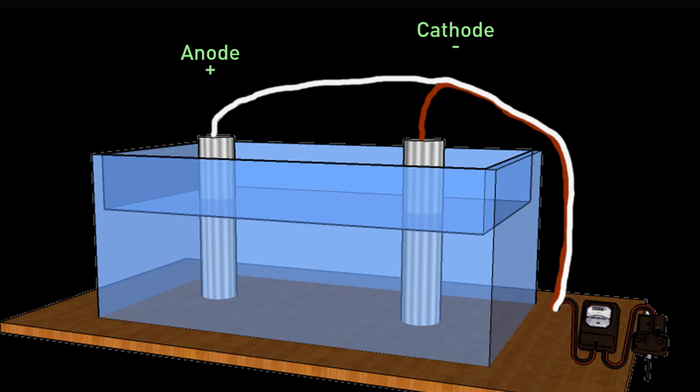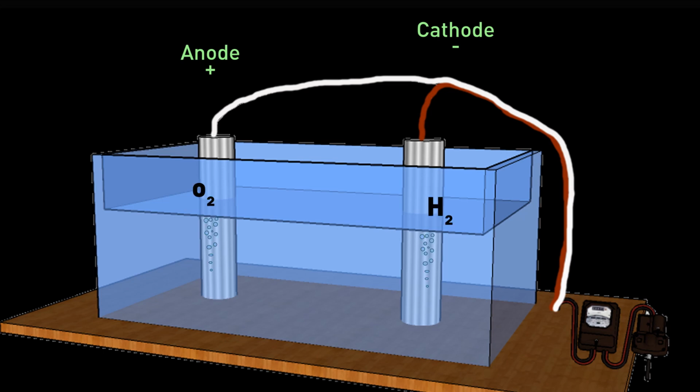One of these metals, the positively charged one, is known as the anode, and the negatively charged one is referred to as the cathode. As electricity flows through the metal and the water, different electrical processes occur, which changes the chemistry of the water.